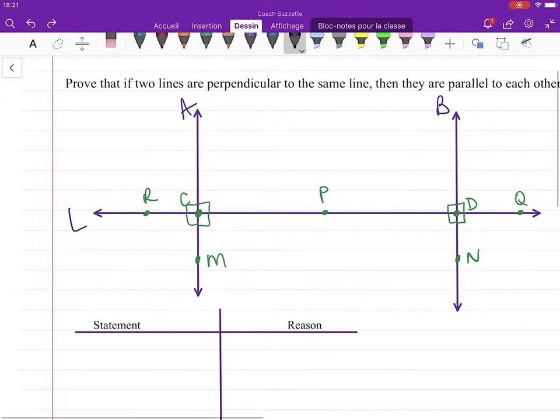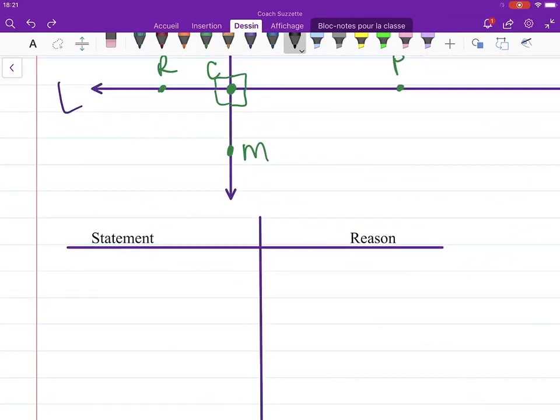So let's start writing in our proof. Let's say for number one, we start with what we were given, that A is perpendicular to L and that B is perpendicular to L. Given.